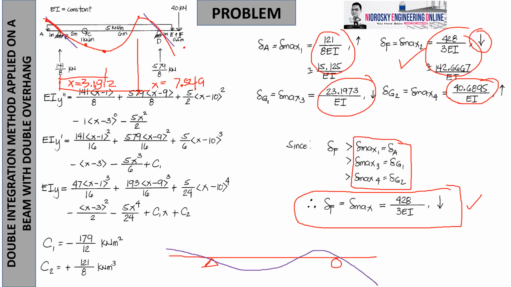Kasi ito yung pinaka-dual curve niya. Okay. Double curve na nangyari. So, that happens to be when it's subjected to double curvature. And the answer is delta max of 428 over 3EI going down.